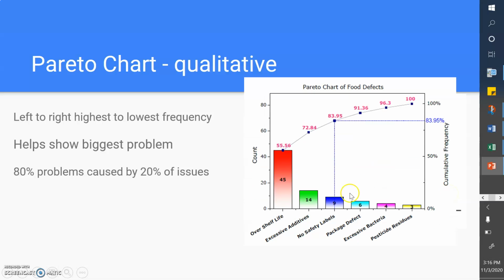Here's another type of Pareto chart, and this has the Pareto on it, right? It's saying over shelf life, the food defect, right? Over shelf life is the biggest problem. And this is about the cumulative frequency, right? So we're starting at 55% here. We had the 45 and 14, and we get 72%. And up here, we find the 80%, right? And so 80% of our issues we can fix right here, which is what you want to focus on.